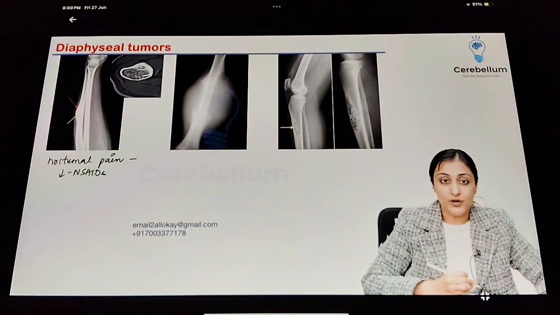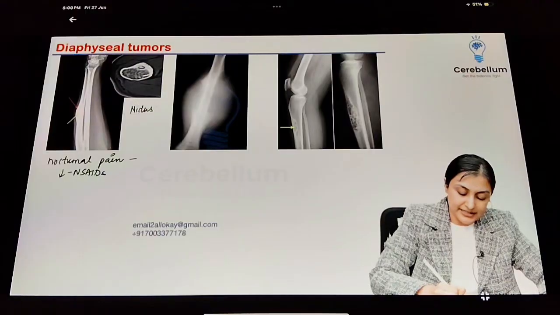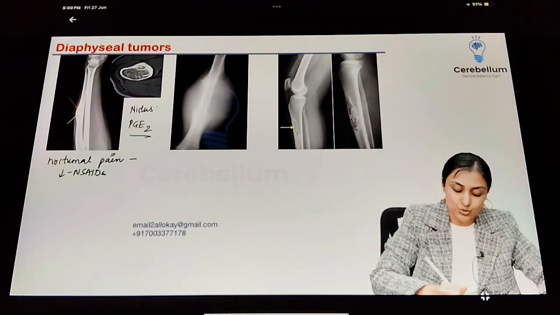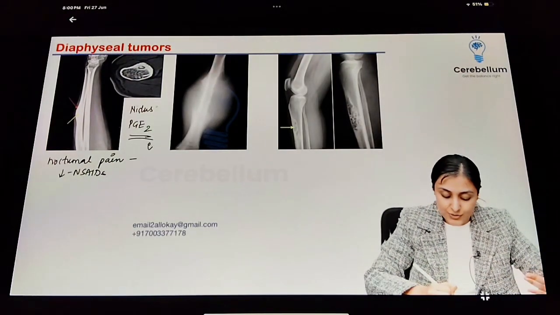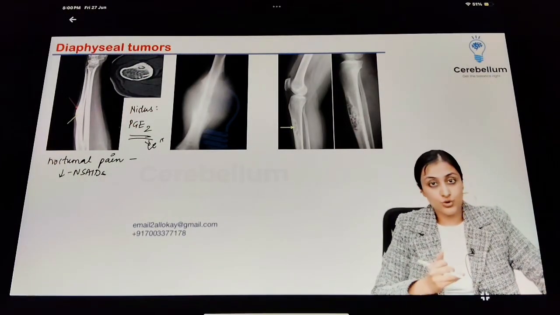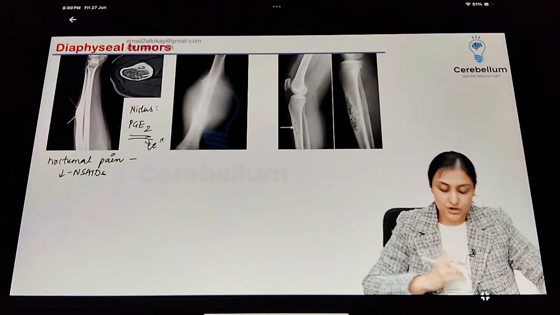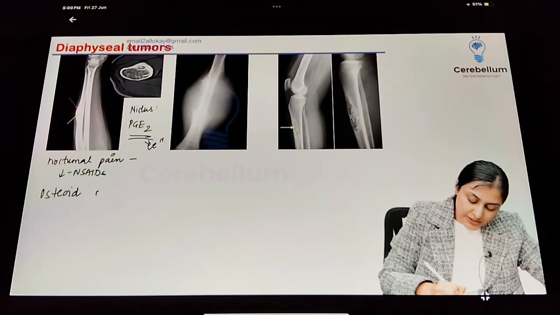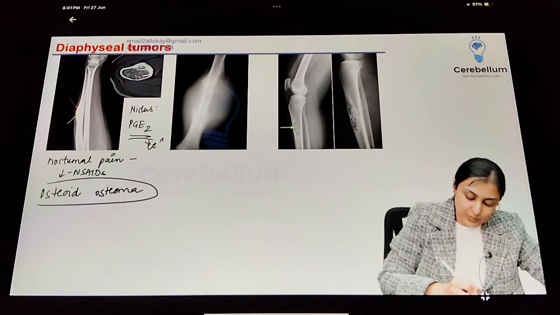Why so? That is because in these tumors, you have a nidus that leads to formation of prostaglandin E2. You can remember pain, you do E. So E is PGE2. Because NSAIDs will block the production of PGE2, you have pain relief on giving NSAIDs. So the diagnosis becomes osteoid osteoma. So this is what you need to remember.